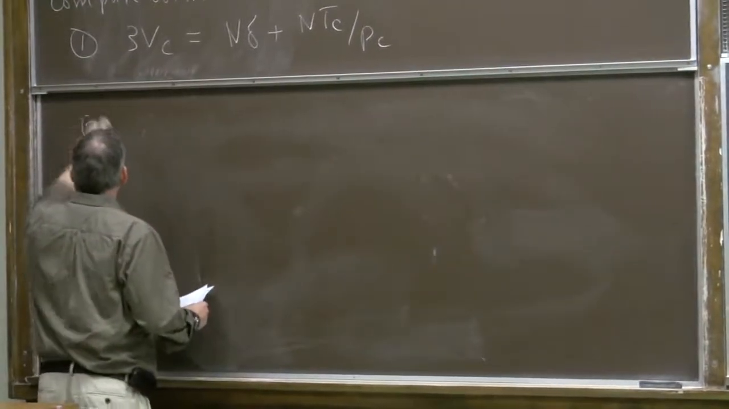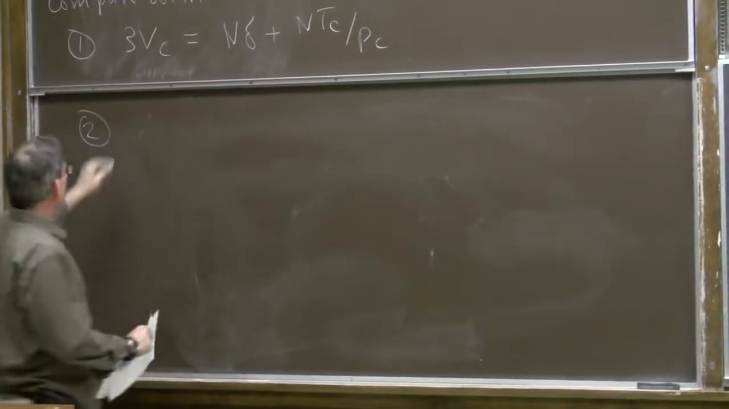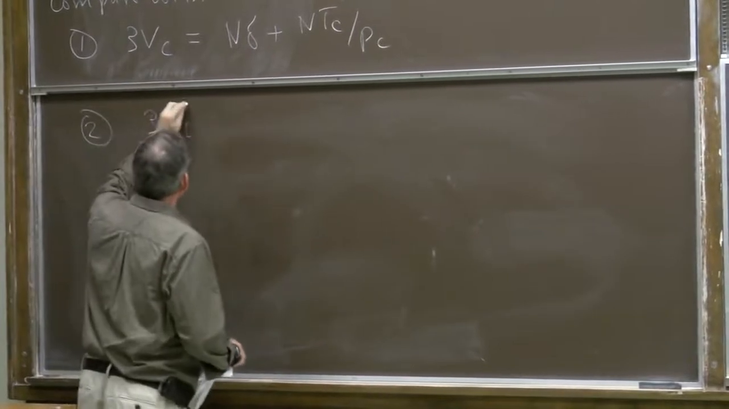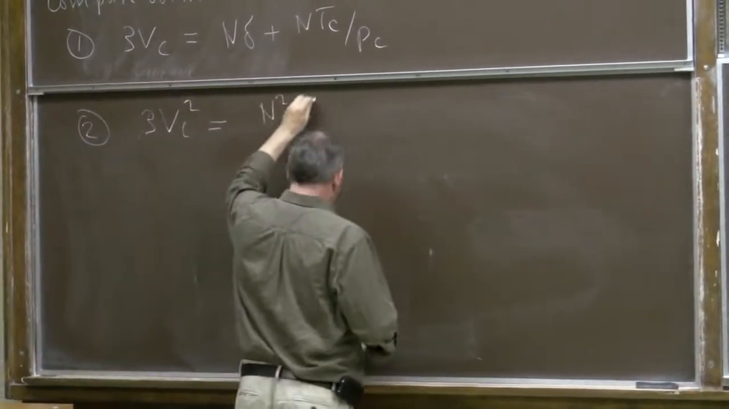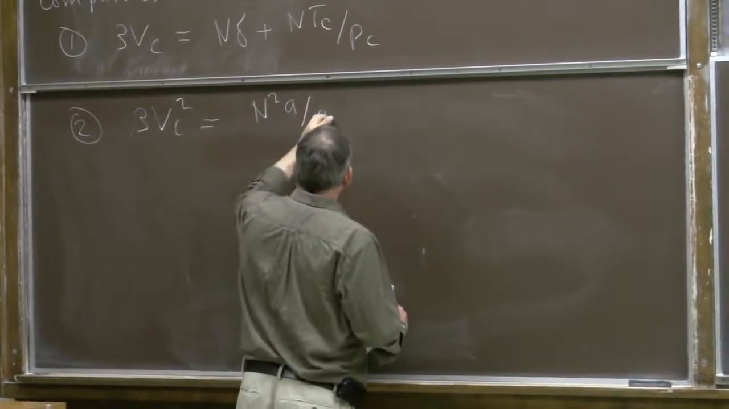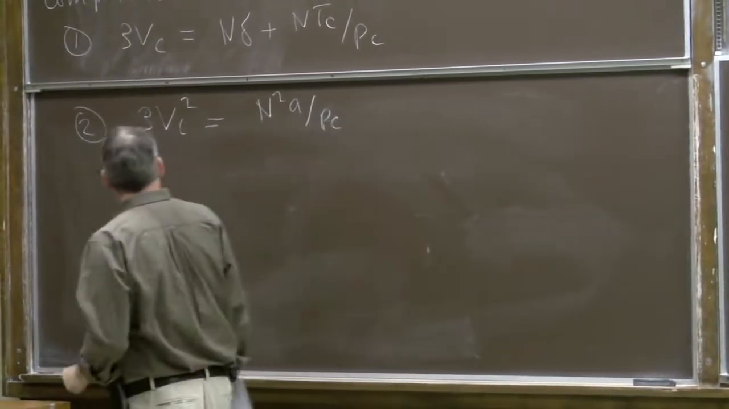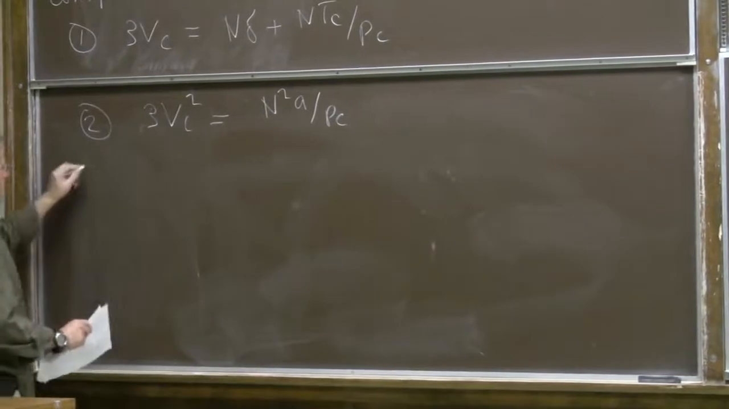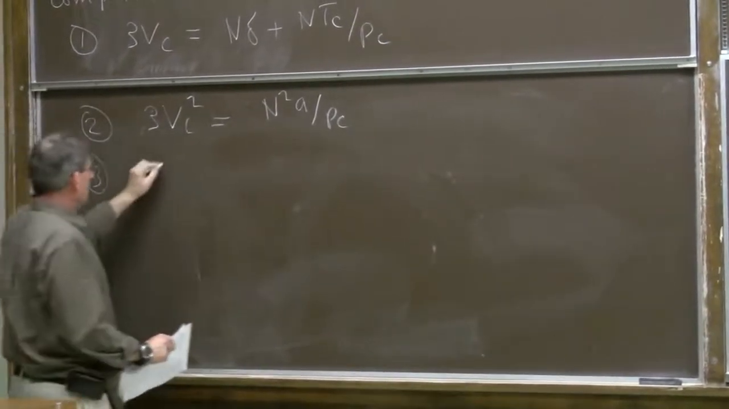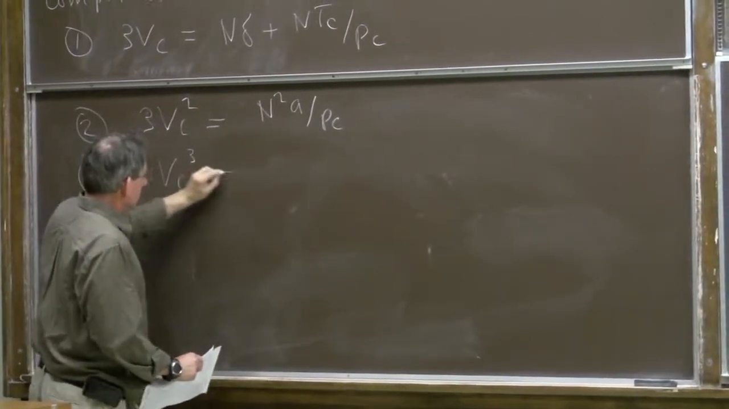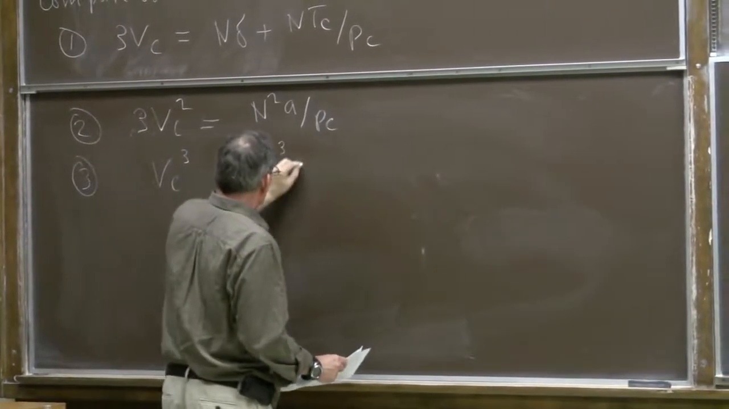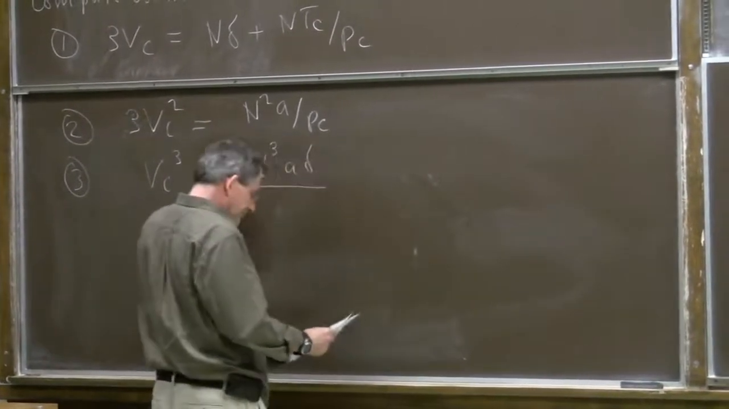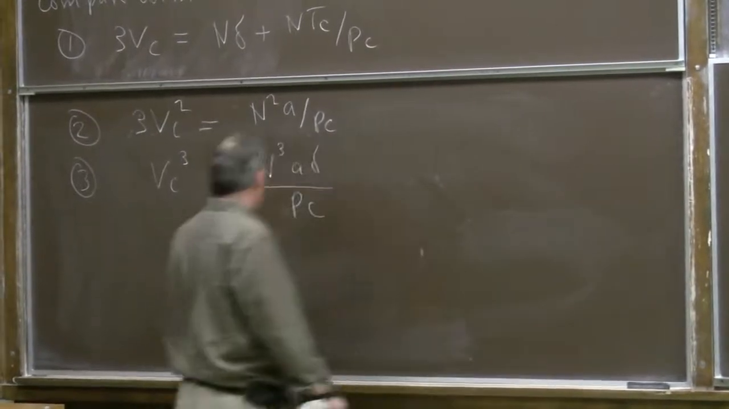And if I match the coefficients of V, 3V_c squared is equal to n squared a over the pressure at the critical point, P_c. And if I match the constant terms, critical volume cubed is n cubed ab divided by critical pressure.